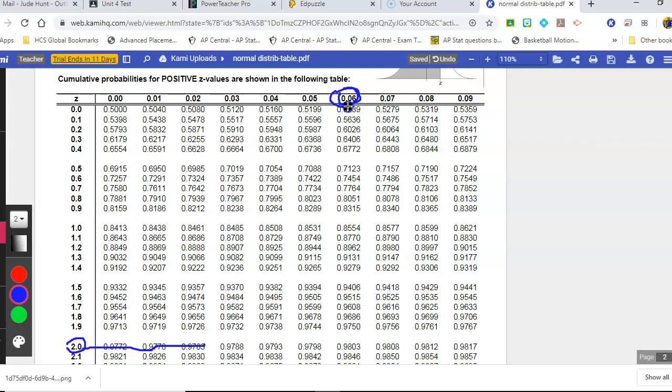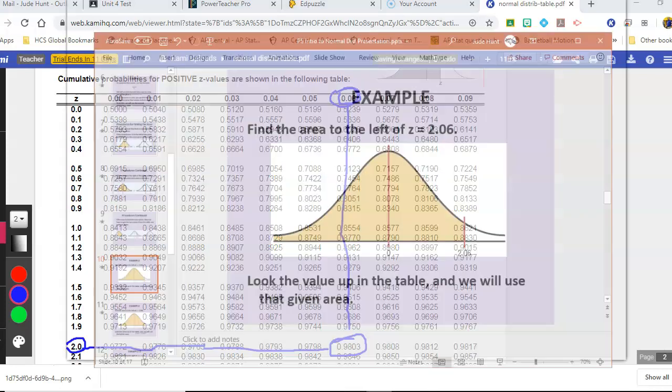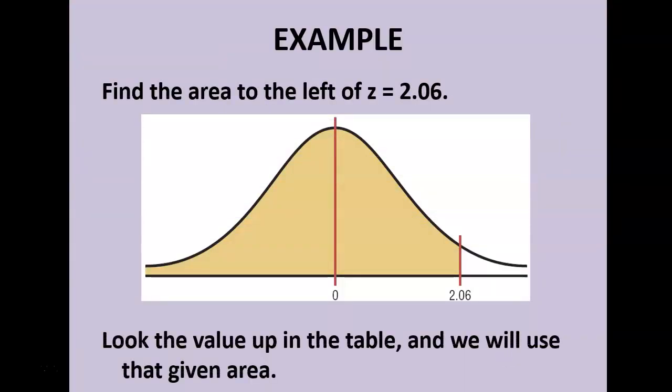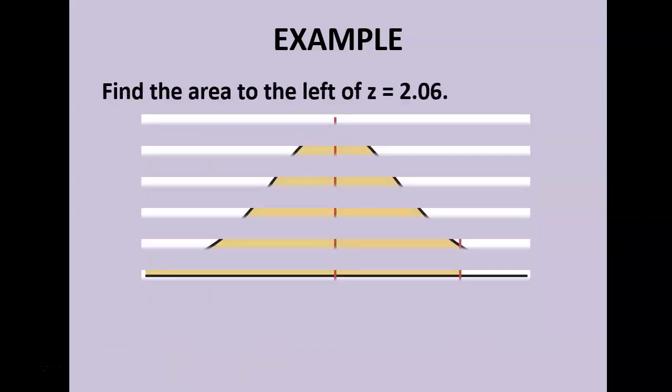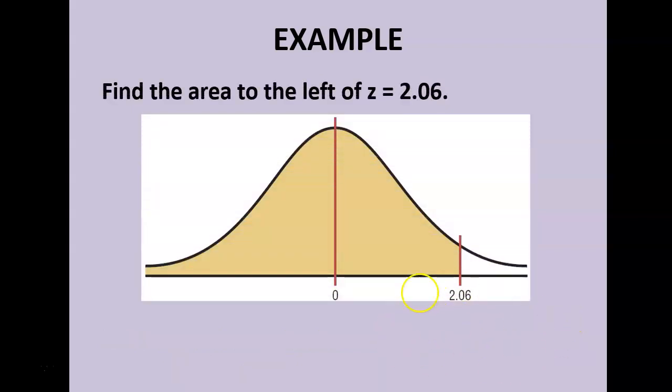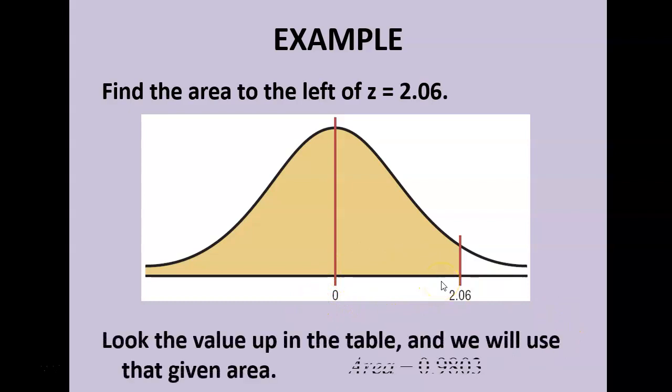So we're going to go down this column, and we're going to go over this row, and we will see that our value is right here, 0.9803. Now, that is the value to the left of our z, which is 2.06. So our answer in this case, since we're looking for the area to the left, is 0.9803.